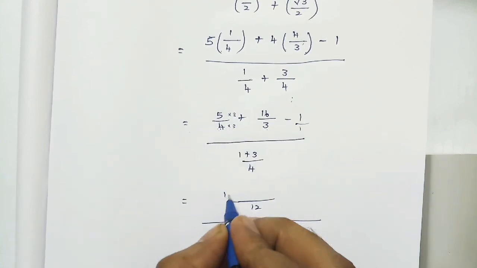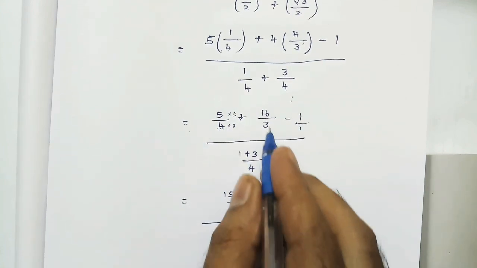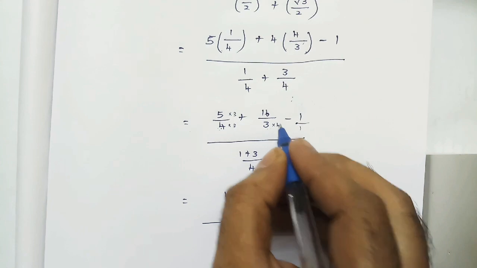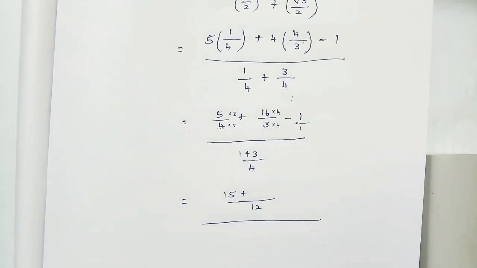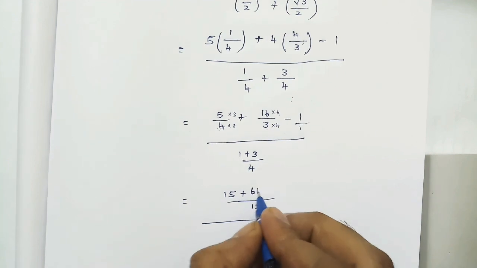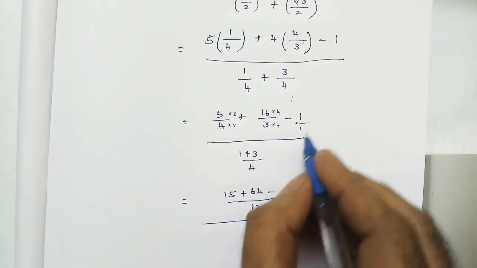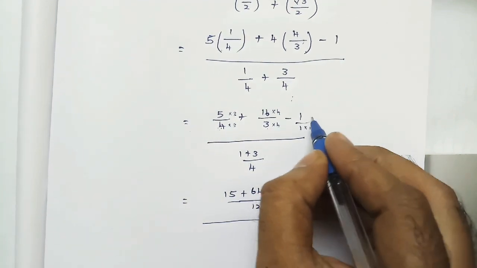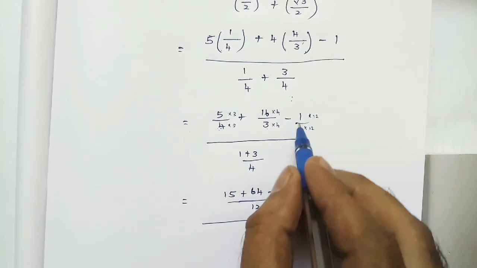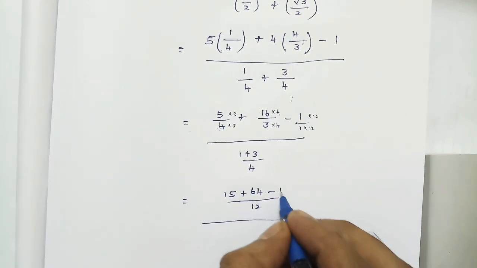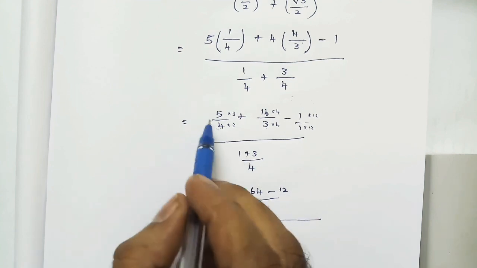5 3s are 15. 15 plus 3 into 4 is 12, so 16 into 4 is 64. 64 minus, right, denominator 1, so we want to multiply both numerator and denominator by 12. So 1 into 12, 12, right? So the numerator part we have simplified.